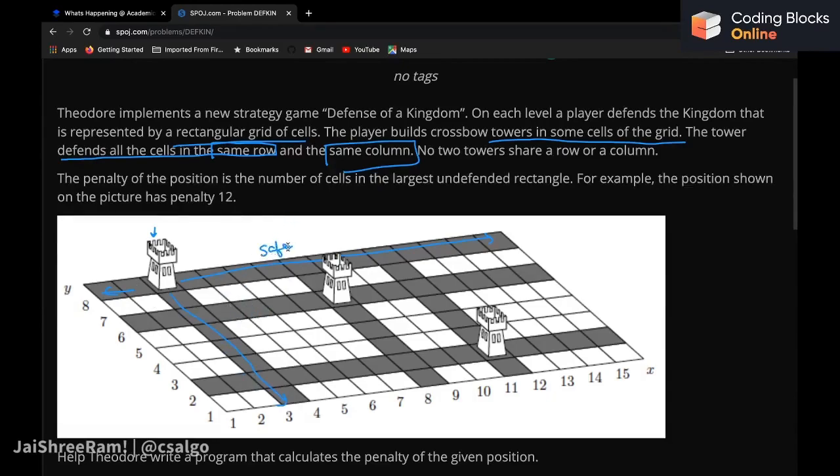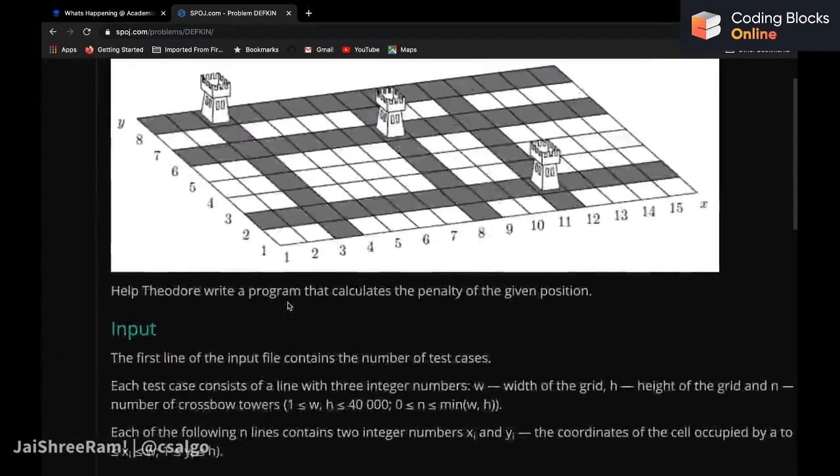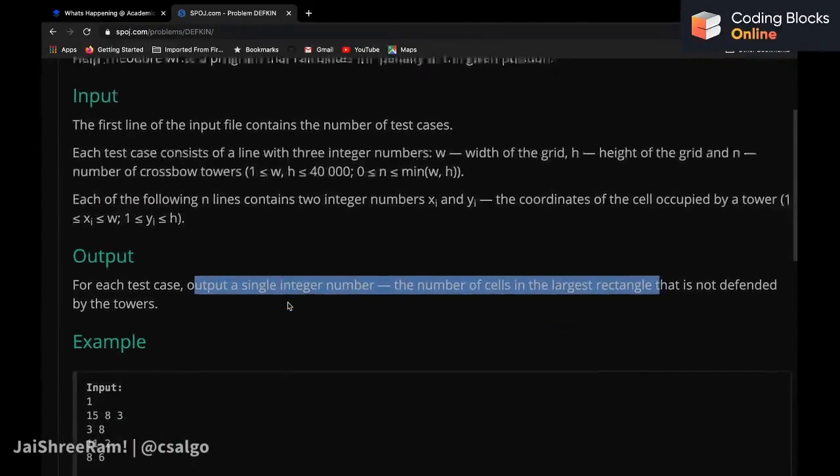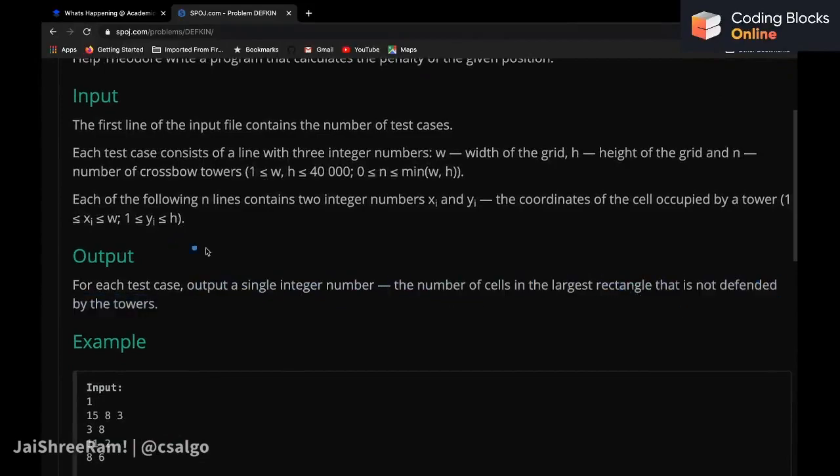You have to find out the number of cells in the largest rectangle that is not defended by the towers. This is what you need to output.